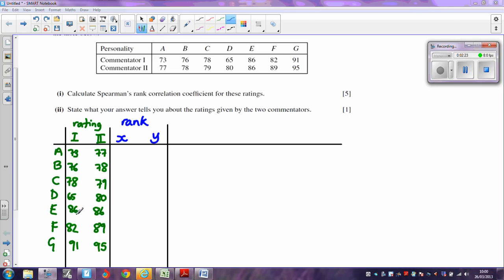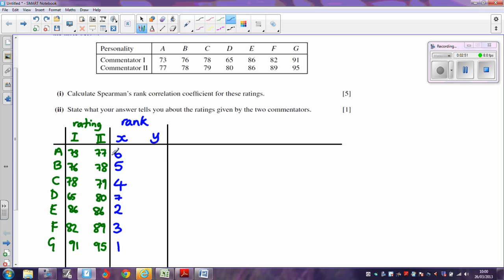Now, if we look at the first commentator, we can see that he's put G the highest. In other words, he prefers that one, so I'm going to put that at number 1. The next highest is E, so he's going to be second. Then we've got F, third. Next one is C, which is going to be 4th. 5th, we've got B. 6th, we've got A. And in 7th place is personality D.